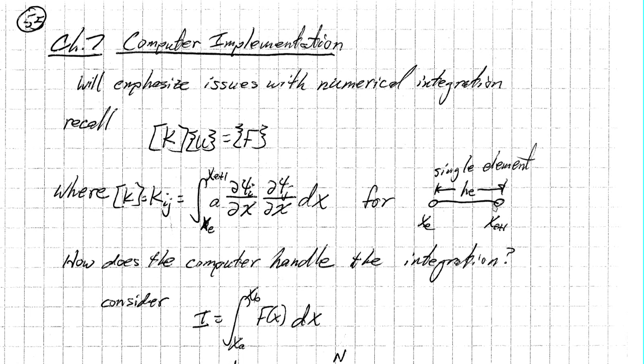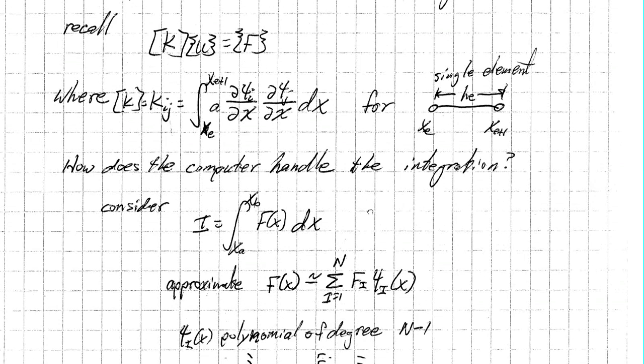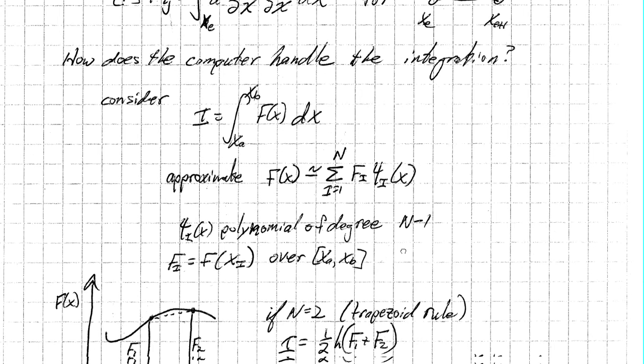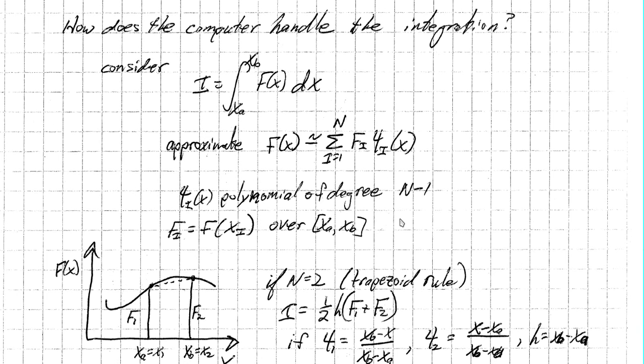So the big question is, how does the computer handle this integration, since we really don't want to go through an analytic integration? So you have to go back and think about your numerical methods class. Before we jump straight into engineering ODEs, just think about if you have some function of x and you want to integrate it from xa to xb. As an example, you can say this is over one single finite element, from xa to xb.